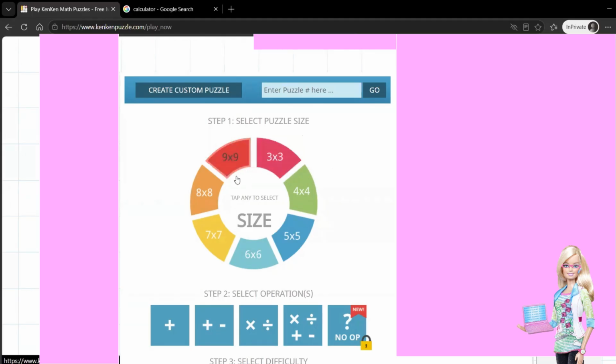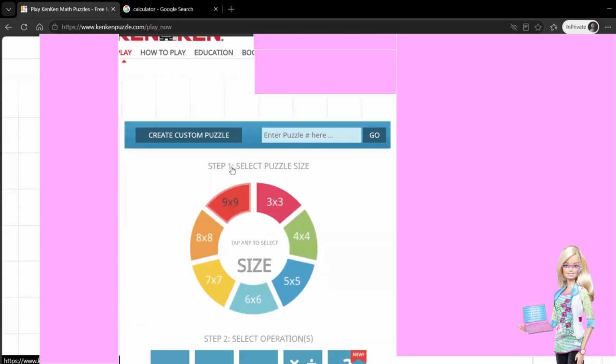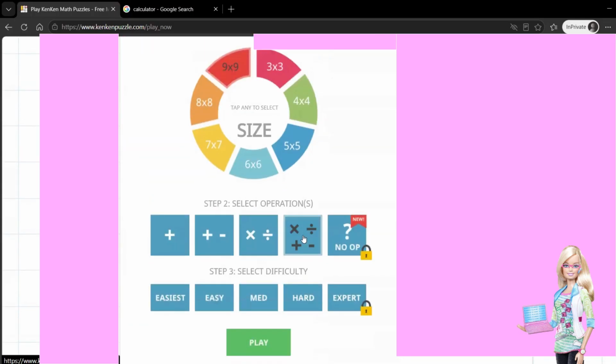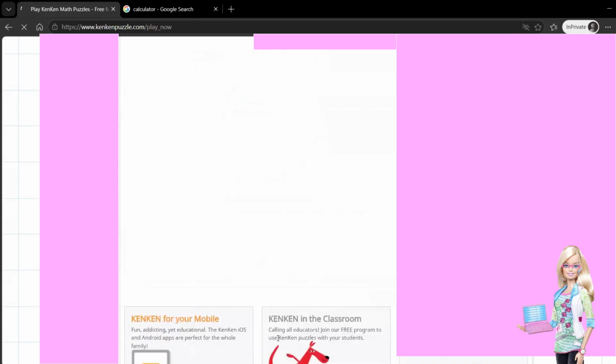You can only use the numbers 1 through 9 once in every row and in every column, but then there will be subsections that use a math operation to total a number, and that will give you hints on what numbers go there. So I'm going to do 9 by 9, this, and the hardest level possible. Let's go.